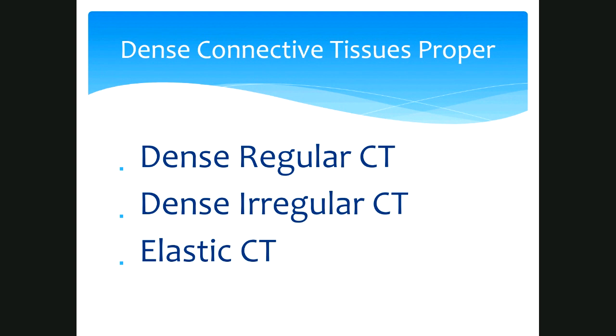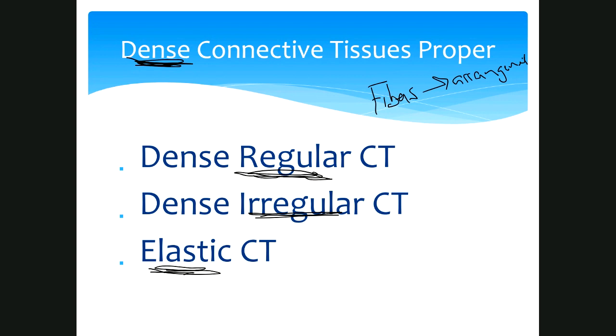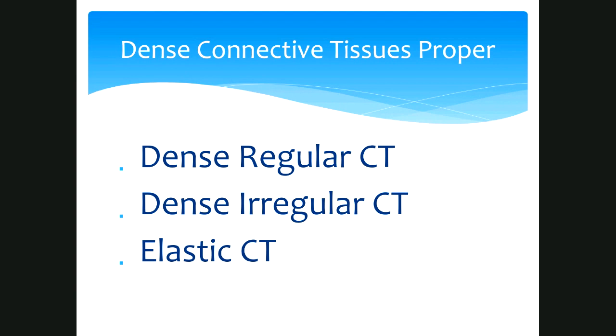Let's look at the dense ones. So again, dense means tightly packed. So we're still going to have fibers, and the fibers are going to be tightly packed. They also are arranged differently. So if you look at the arrangement of the fibers, it's either going to be sort of a regular arrangement or an irregular arrangement. Or instead of having collagen, we're going to have elastin. So what we have here is dense regular connective tissue, dense irregular connective tissue, and elastic connective tissue.